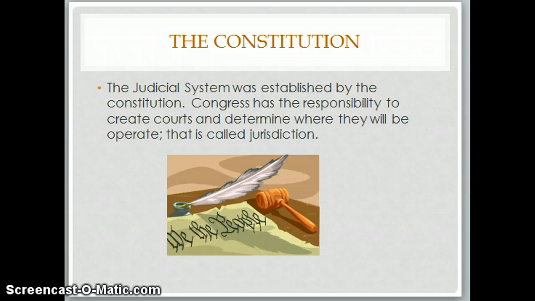The judicial branch was also established by the Constitution. Congress has the responsibility to create courts and determine where they will operate. This is called jurisdiction.